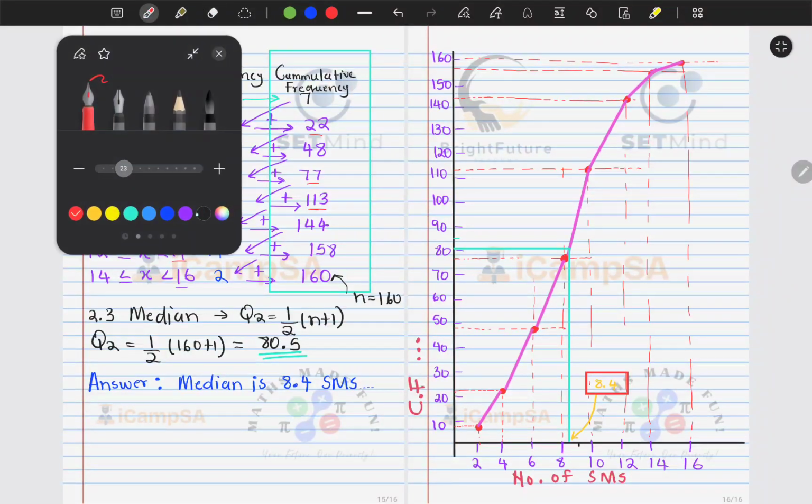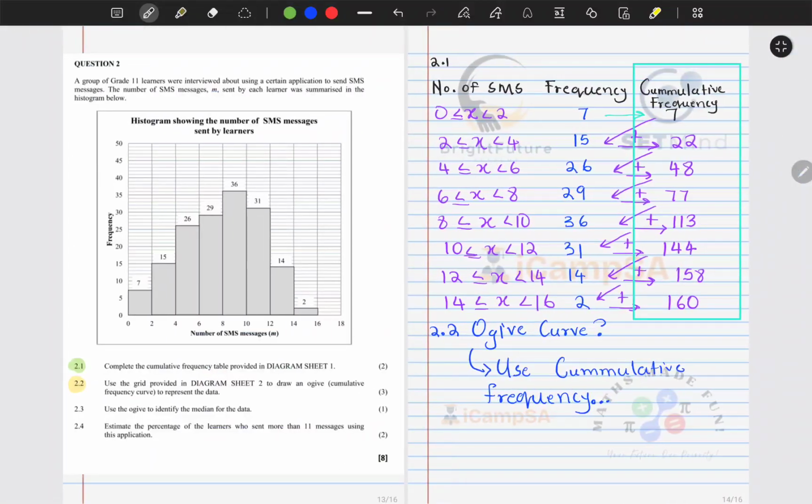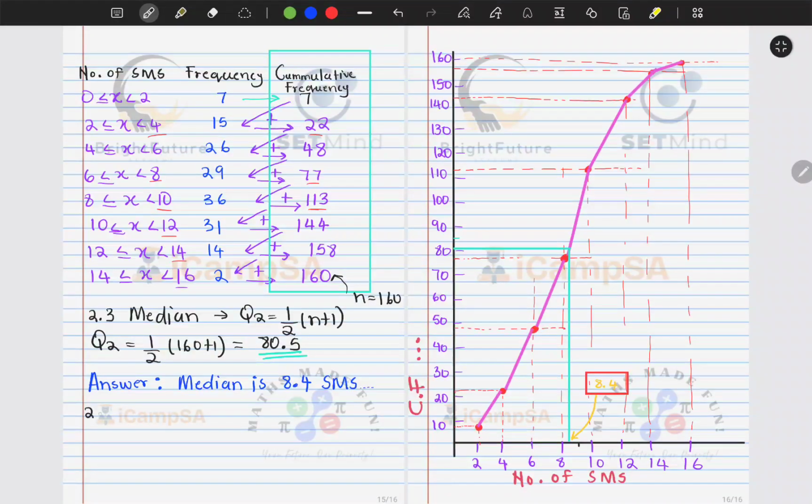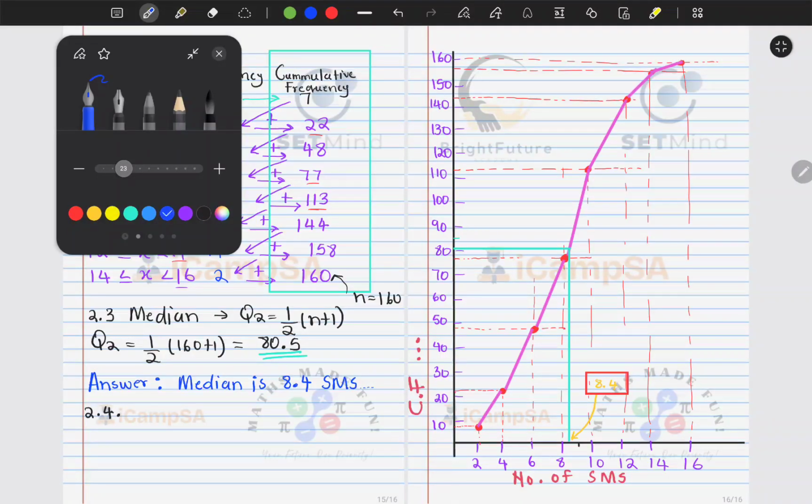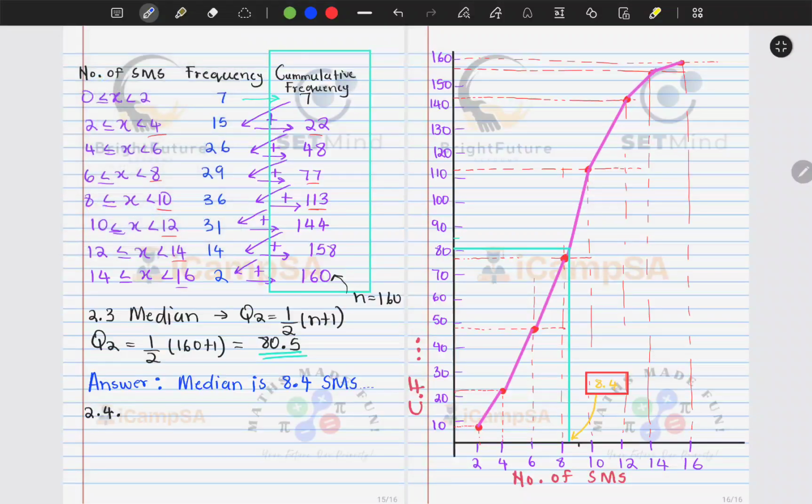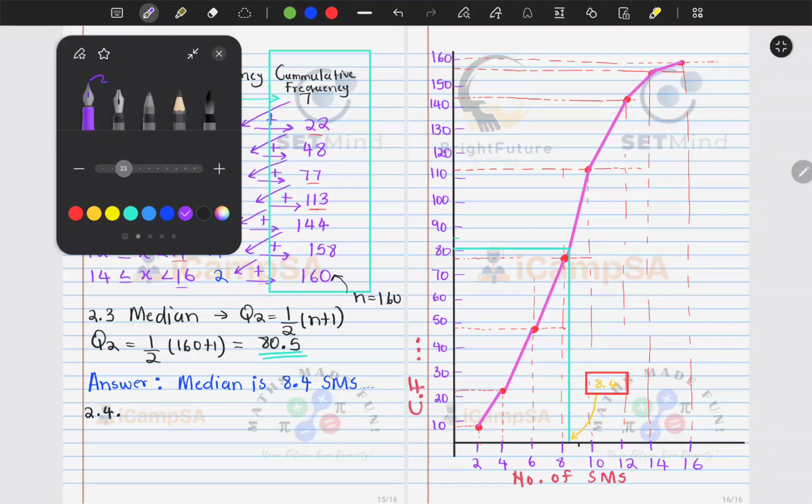Okay. So let's go and have a look at the next question then. They are saying estimate the percentage of learners who sent more than 11 messages using this application. So that is 2.4. So if we think about 2.4, we're looking for learners who sent more than 11. So let's go ahead and look for the 11 mark and see what we are going to get.